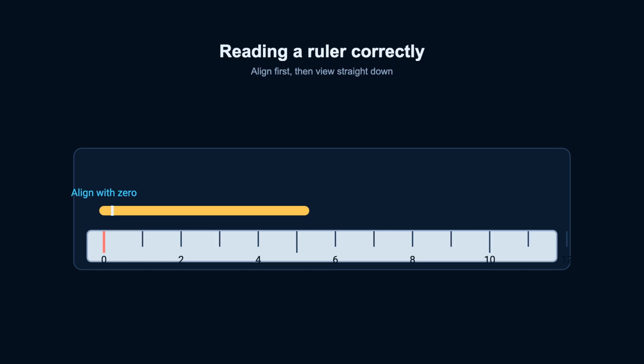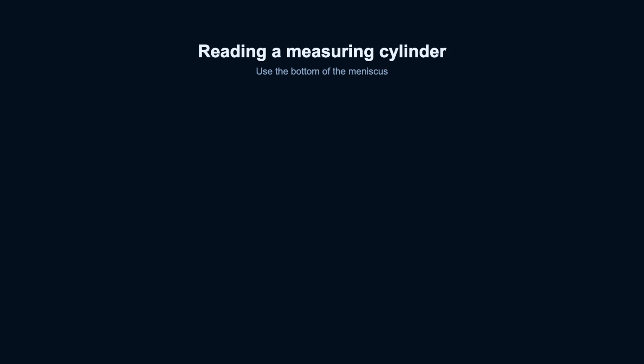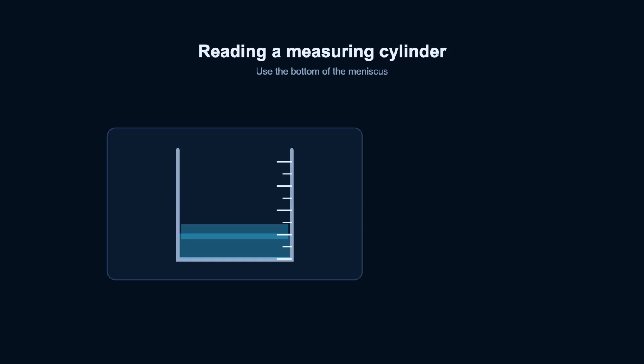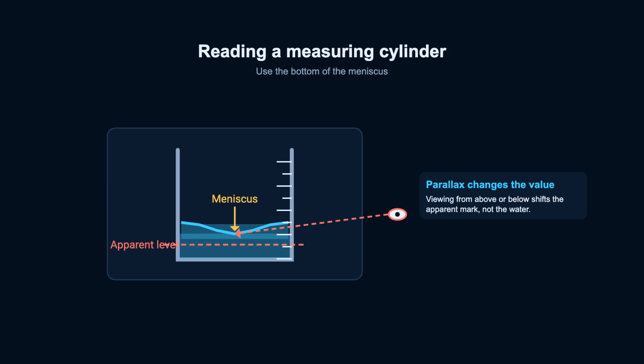Line the ruler's 0 mark up exactly with one end. Then look straight down at where the other end meets the scale. A tilted eye line or a gap at the 0 mark throws off the reading before you've even started. Now picture water in a measuring cylinder. Its surface curves slightly where it meets the glass, a meniscus. Bring your eye level with the liquid and read the mark level with the bottom of that curve. Read from above or below, and the value shifts, even though the water hasn't changed.